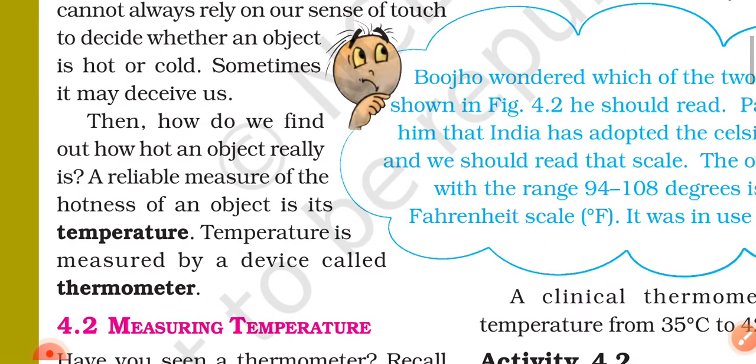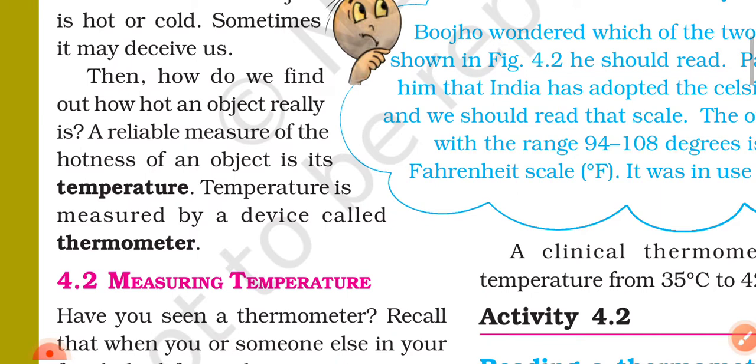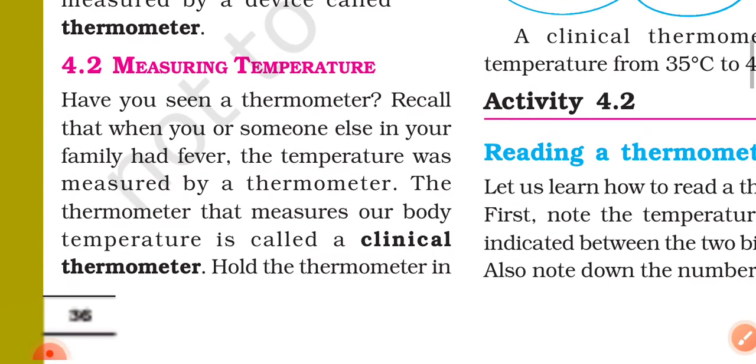Then, how do we find out how hot an object really is? A reliable measure of the hotness of an object is its temperature. Temperature is measured by a device called a thermometer. 4.2 Measuring temperature. Have you seen a thermometer? Recall that when you or someone else in your family had fever, the temperature was measured by a thermometer. The thermometer that measures our body temperature is called a clinical thermometer.